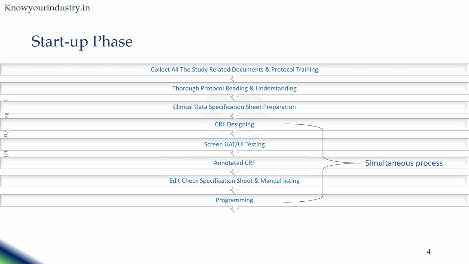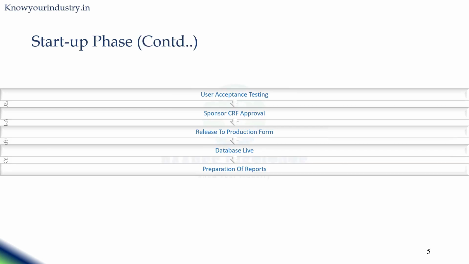Post that, another set of team will start doing the screen UAT or the UI testing for the CRF which are designed. Then, the documents need to be prepared simultaneously, including the annotated CRF document. Once these documents are prepared, then the EduCheck specification sheet and manual listings need to be created. Once the EduCheck specification sheet document is created or is in process, the same will be programmed. Once the programming is completed, then the UAT process will be initiated along with the test scripts which are available.